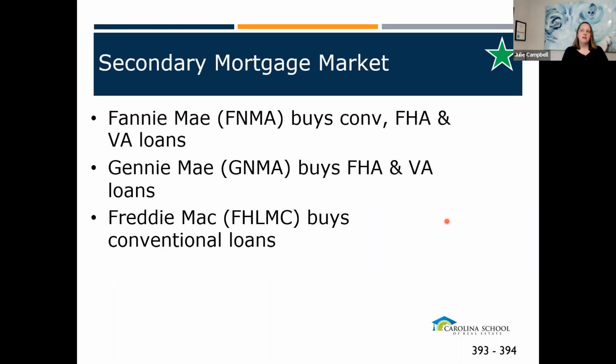Fannie Mae is the biggest, she's the oldest player, she's the one that's been around the longest. Fannie will buy anything. She is the hungriest. Fannie will buy conventional loans, she'll buy FHA loans, she'll buy VA loans, she'll buy it all.